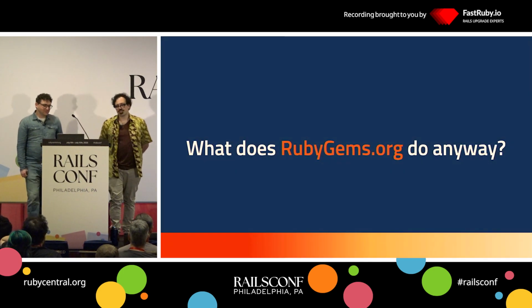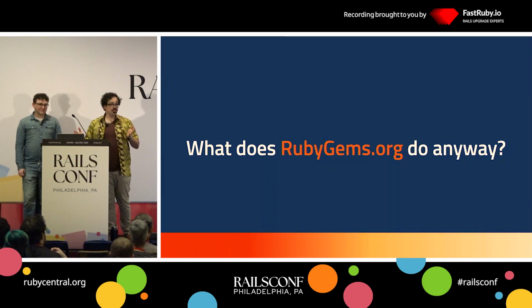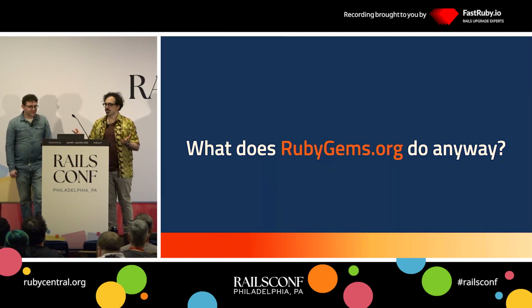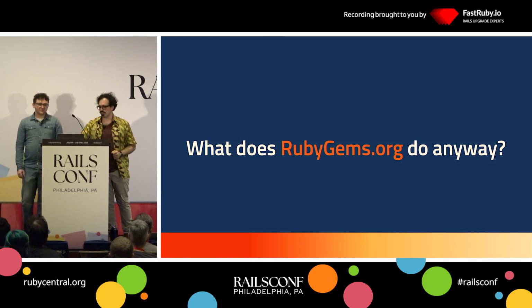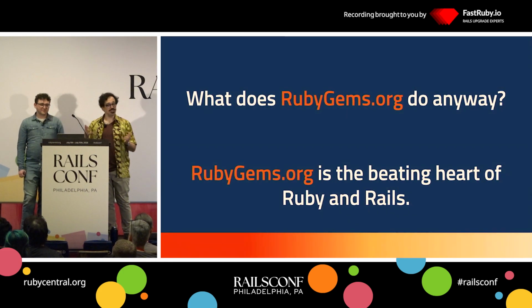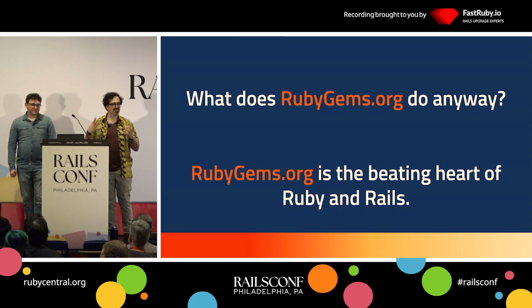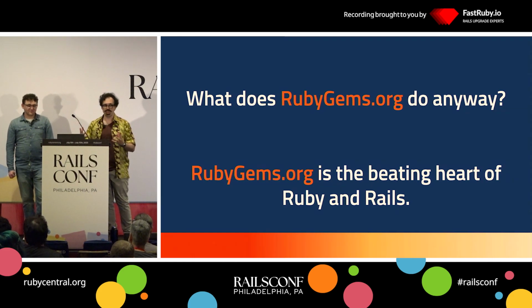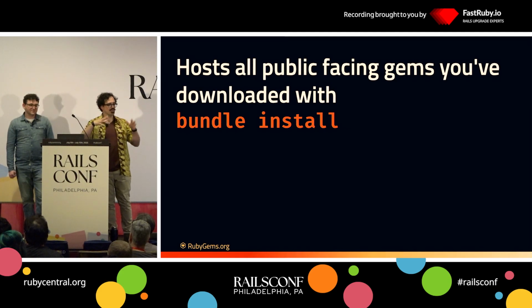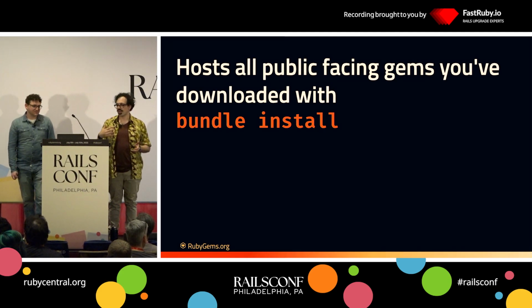We thought it'd be really helpful to go through and talk about what rubygems.org does if you're newer to the community, and to set the stage for everyone. So what does it do? We really feel like this is the beating heart of Ruby and Rails. It's the central place where people get their Ruby code to run. And it does a bunch of little things that we feel are important too.